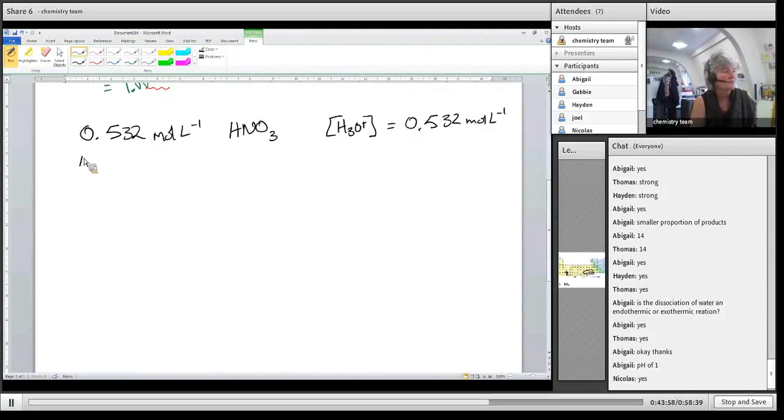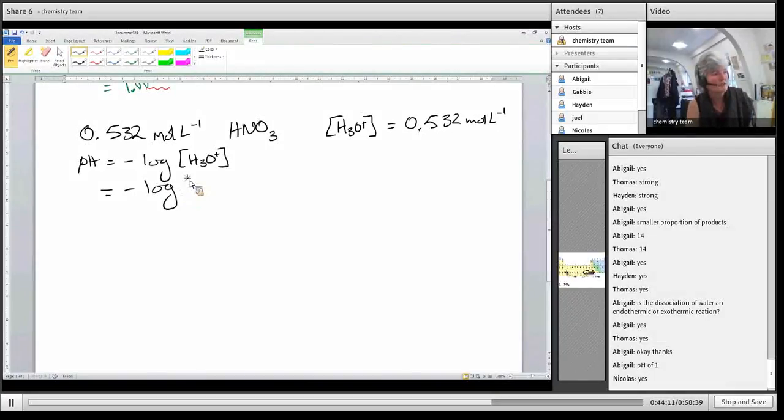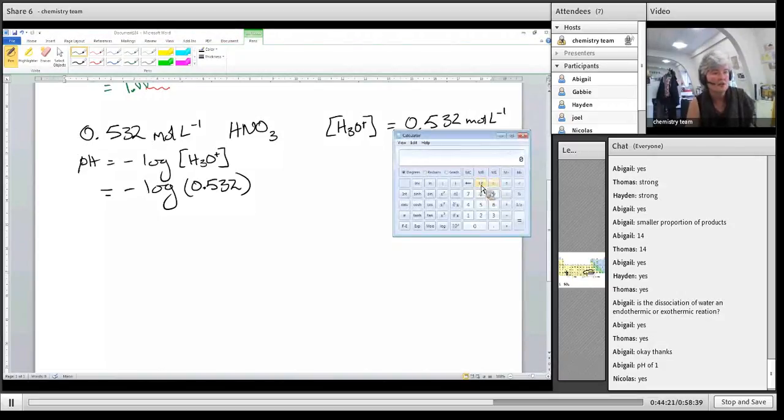So now you just simply say pH is equal to negative log of the hydronium ions. So what you would do is it's minus log of 0.532. And if I do that calculation, it's the same sort of thing. You go 0.532 and you do a log. And can you see you've got, if it's clear enough, negative 0.274.